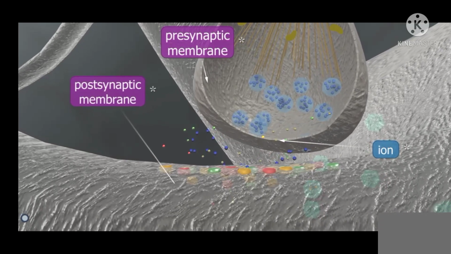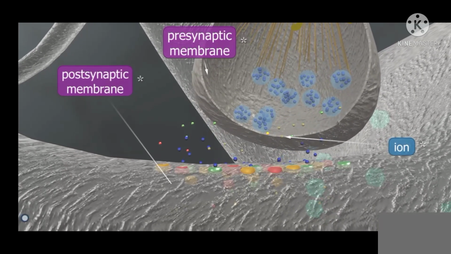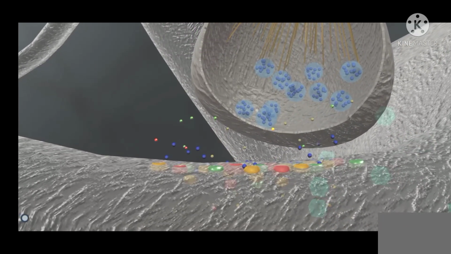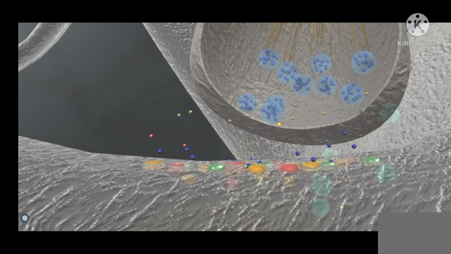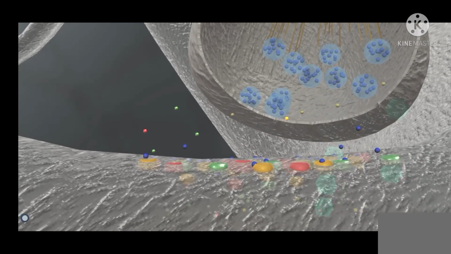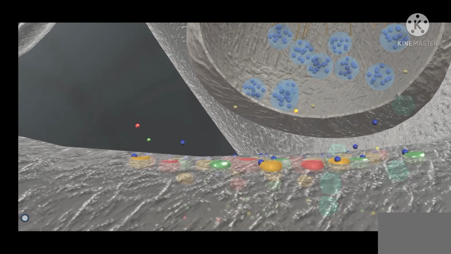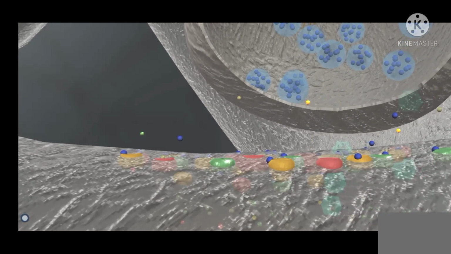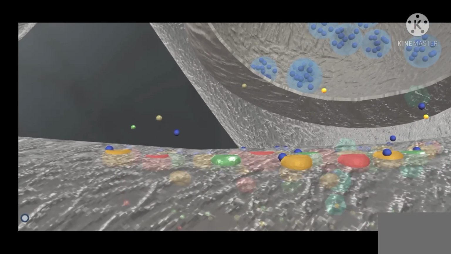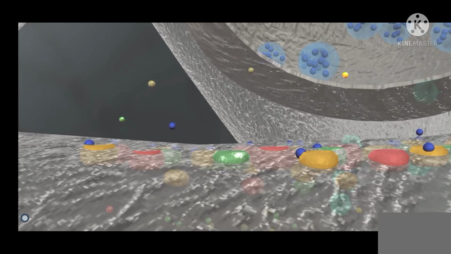Neurotransmitters attach to the ion channel receptors in the postsynaptic membrane. Their attachment opens up the ion channels in the membrane, allowing ions to flow through. The more neurotransmitters are released, the more ions flow through the ion channels.